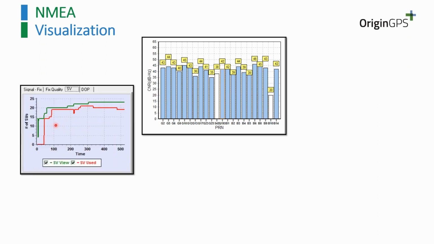Another example is the fix and how many satellites we see and use. So you can see the green part, the satellites that we see, and the red part, the satellites that we use.